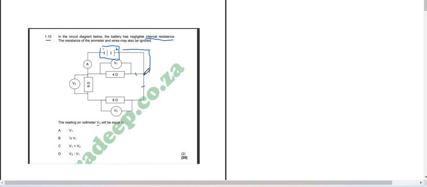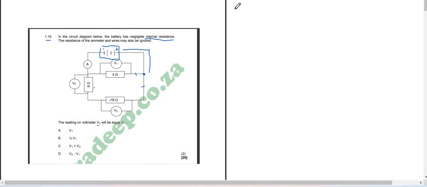Because the current here splits, it means that this branch that contains the 4 ohm resistor is parallel to this branch that contains both the 8 ohm and the 8 ohm resistor. So the 4 ohm resistor is parallel to these two resistors over here. However, these two resistors here, this one and this one, are in series to each other. So now let us remember the laws.